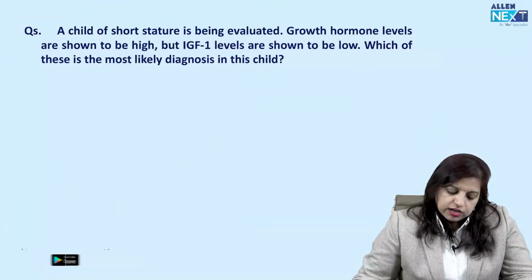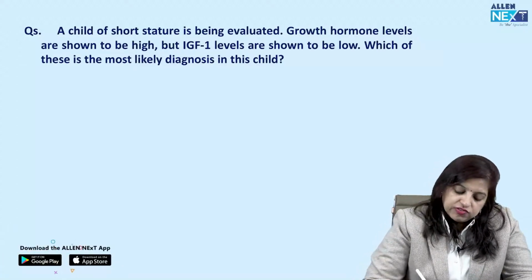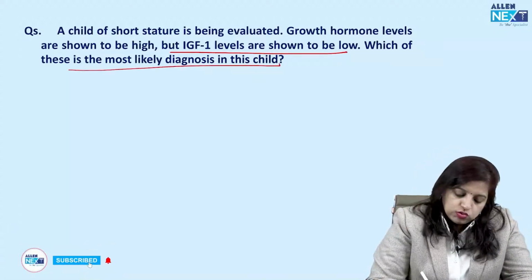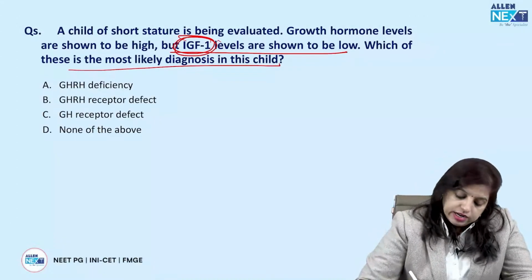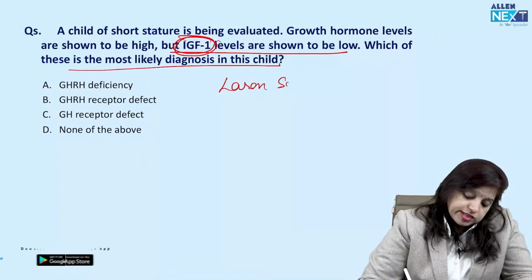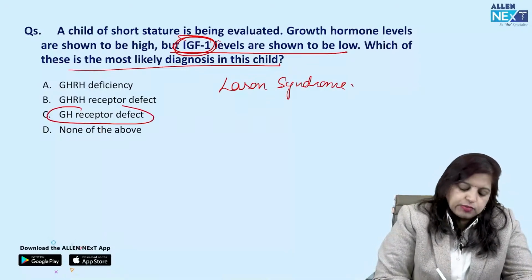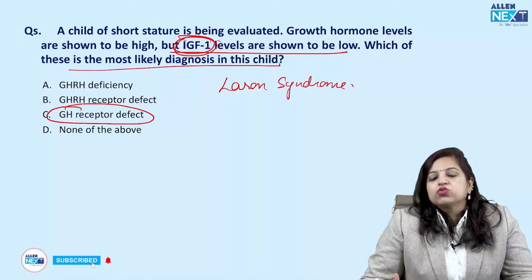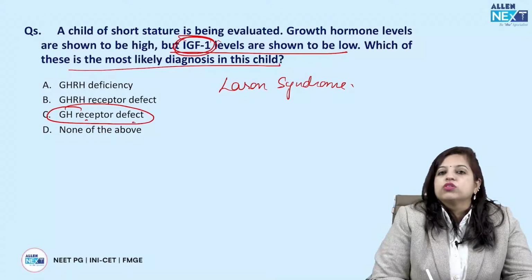Okay. A child of short stature is being evaluated. Growth hormone levels are shown to be high, but IGF-1 levels are shown to be low. Which is the most likely diagnosis? So, when you have low IGF-1 levels, what do we call it? We call it Laron syndrome. Now, the problem is Laron syndrome is not given in the options. So, we will call it GH receptor defect, because we all know that IGF-1 is mediated through the receptor through which the growth hormone would act. So, this is the growth hormone receptor defect.